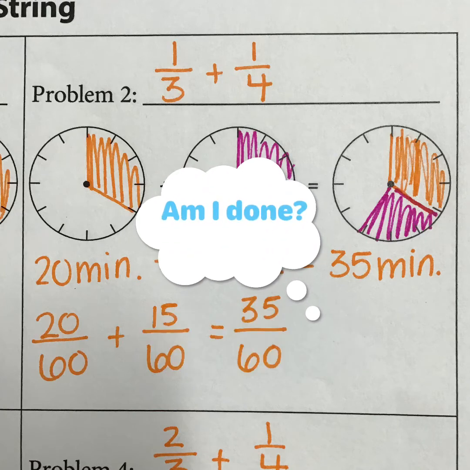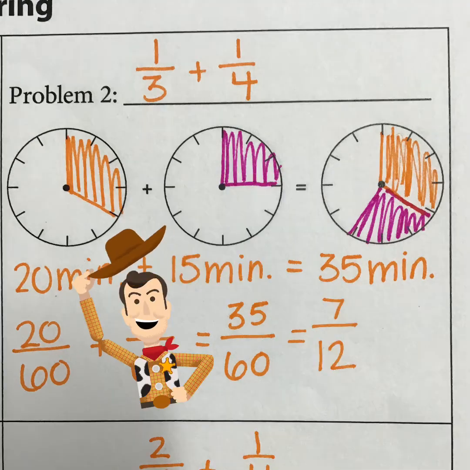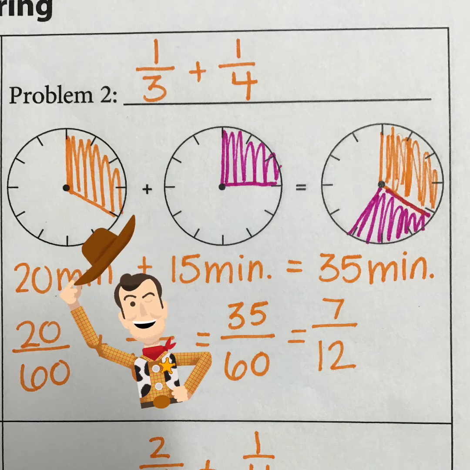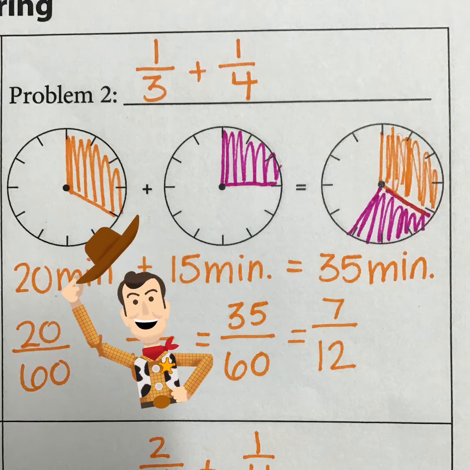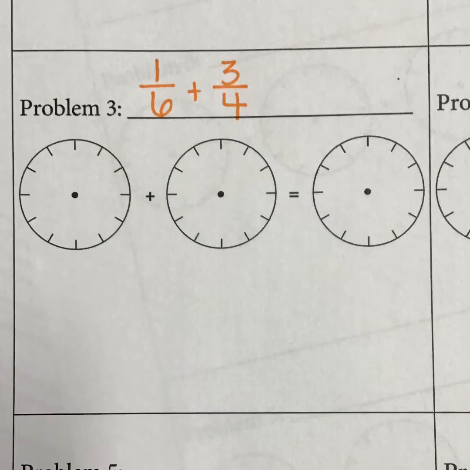Amazing. But the question is, am I done? Howdy, partner. No, you're not done, not until you simplify. 35/60ths is the same as 7/12. Don't forget how we simplify. We look for a common factor that can go into or multiple of 35 and 60. Are you catching on? Now go to problem 3 and record this problem. 1/6 plus 3/4. Pause the video and complete the work. You can come back to check.